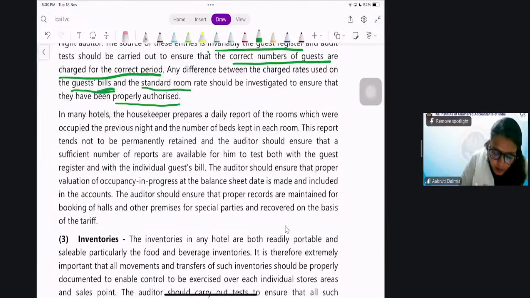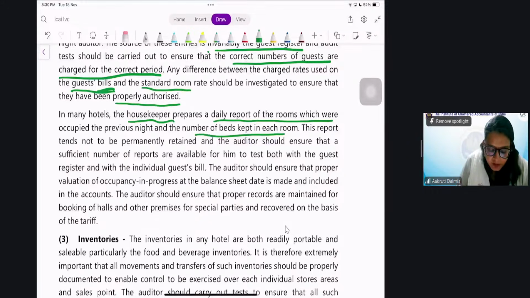In many hotels, the housekeeper prepares a daily report of rooms which were occupied the previous night and number of beds kept in each room. This report tends not to be permanently retained, and the auditor should ensure that a sufficient number of reports are available for him to test both with the guest register and with individual guest bills. The auditor should ensure that proper valuation of occupancy in progress at the balance sheet date is made, see occupancy in progress and included in accounts. The auditor should ensure that proper records are maintained, etc., etc.